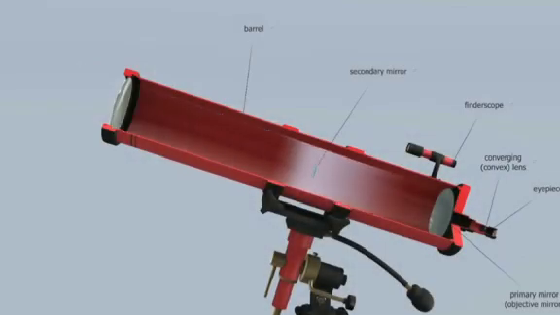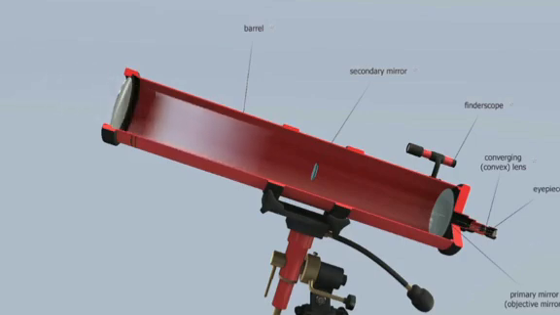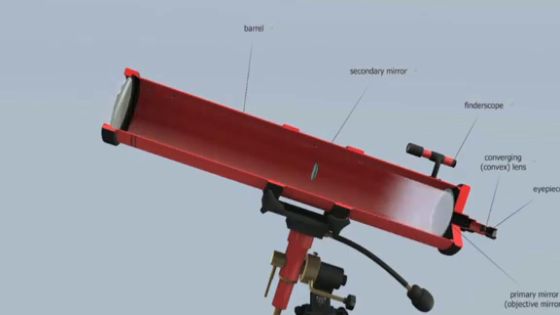In a Cassegrain telescope, the concave primary mirror contains a hole in the center, permitting the light reflected by the convex secondary mirror to reach the eyepiece. The Hubble Space Telescope is a Cassegrain reflector.